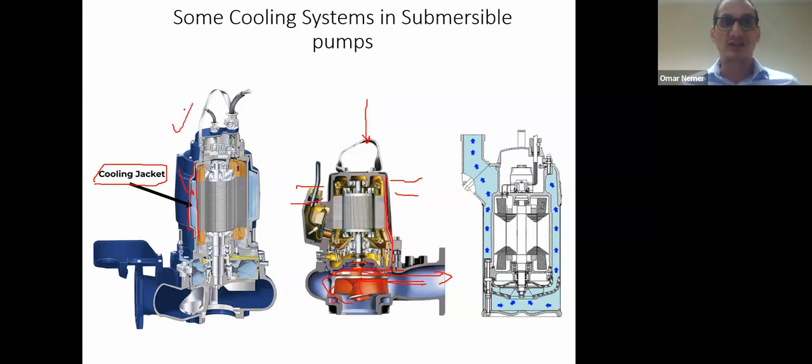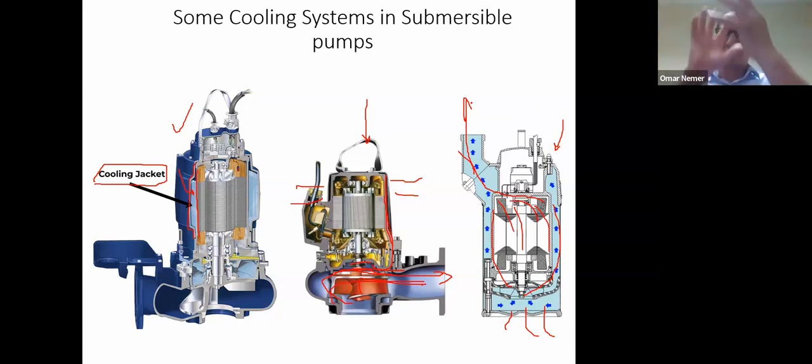Other pumps use the cooling jacket, and other types of pumps, like we can see here for dewatering pumps, mostly suck the water from the bottom, and they force the water to move around the motor, and the discharge is on the top. The pumped liquid is forced to move around the surface of the motor and go to the top. So in this way, we cool the motor.